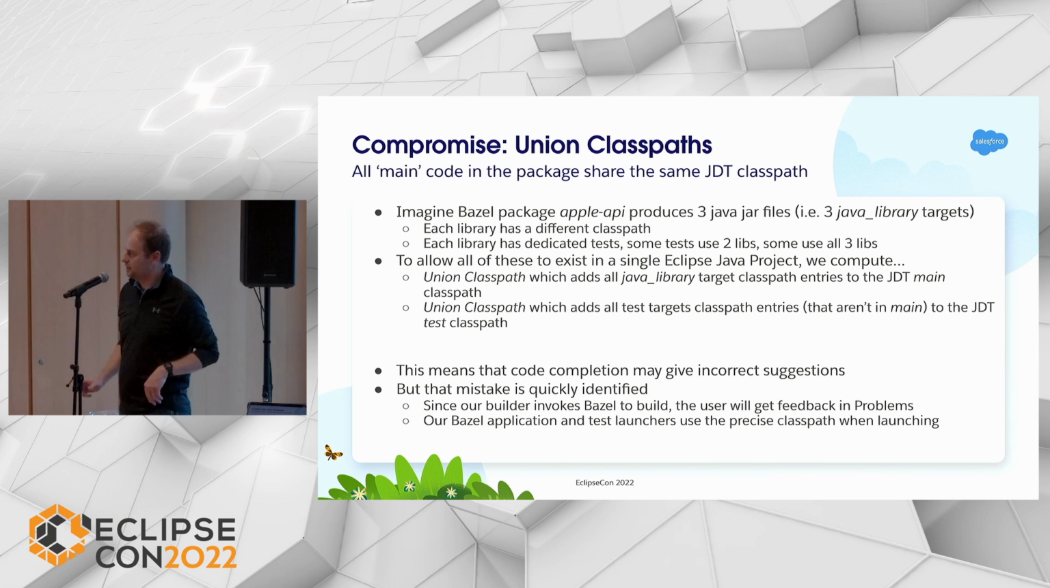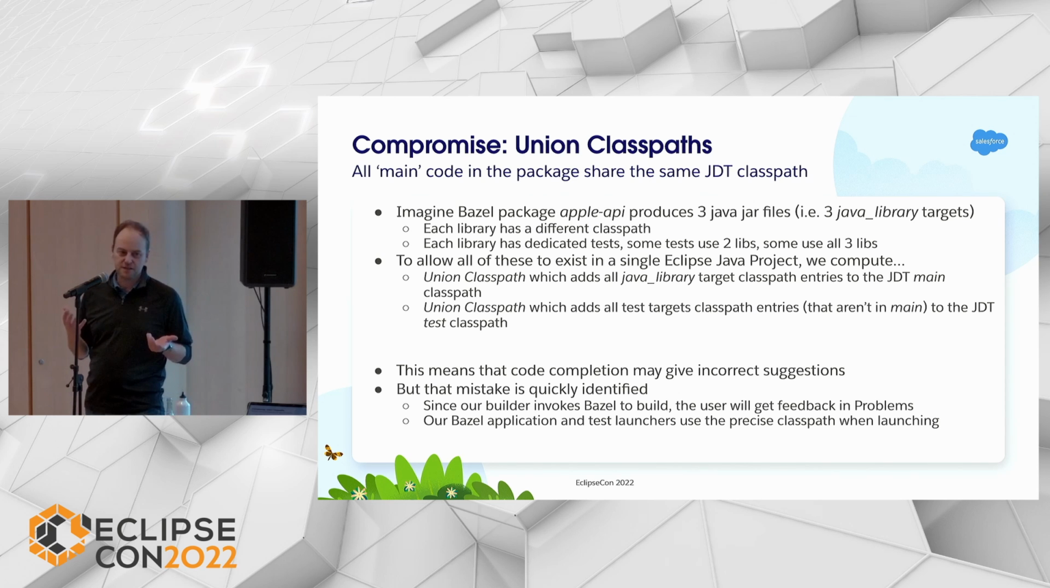So the problem was, in a Bazel package, you could have lots of Java libraries. And what we have to do is create a union class path, which is taking all the Java libraries together and assembling it as a single main class path. And then we have to do the same with the test class path. So we go through all the tests and find out all their class paths and load that as a single test class path.